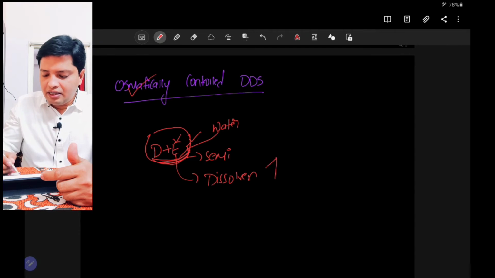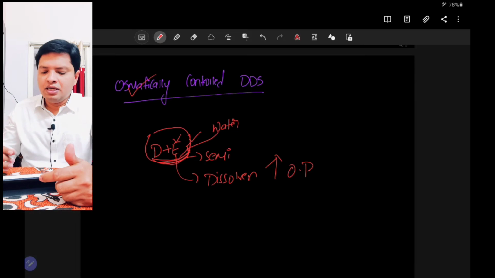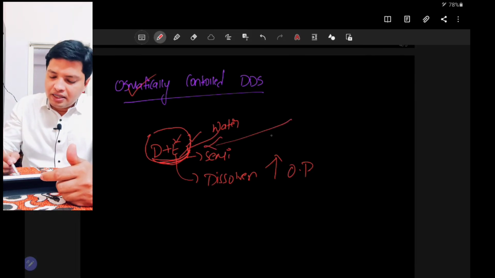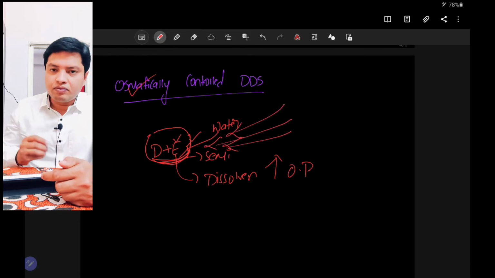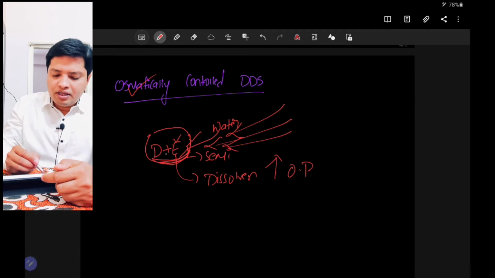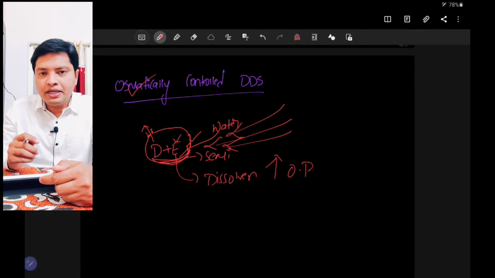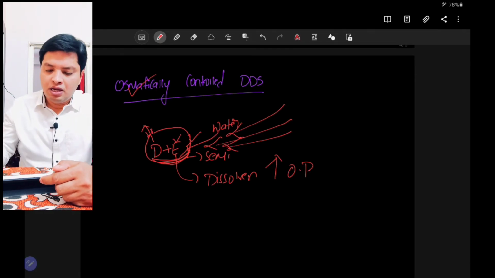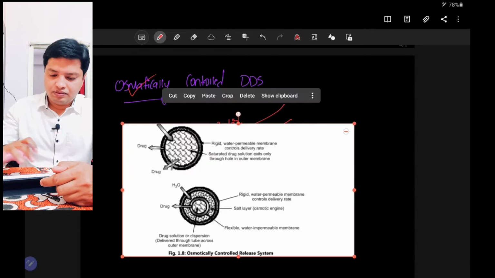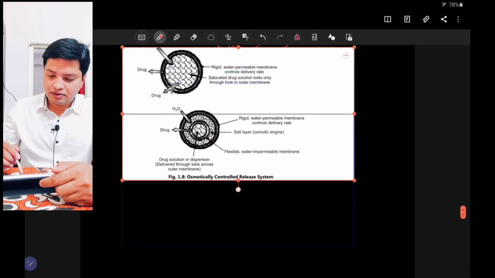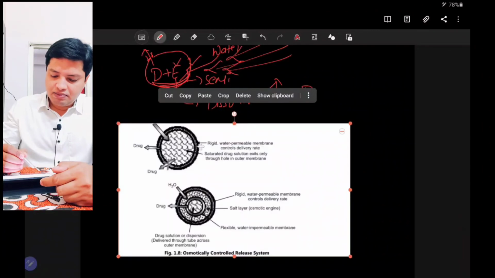It will get more osmotic pressure. Due to this, more water will enter into the system. Now, whatever drug solution is formed here will come out from this orifice. We have a small opening there, and it will come out from this orifice. What I mean to say is, check this system.